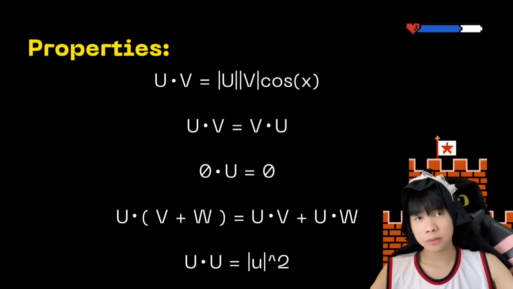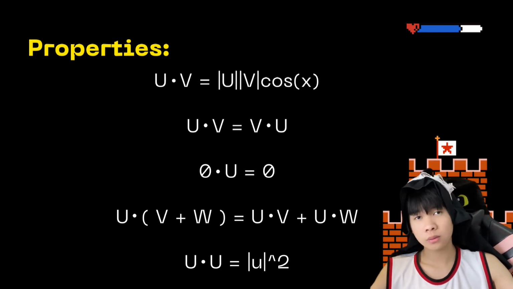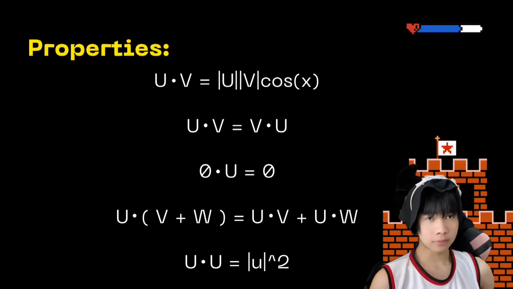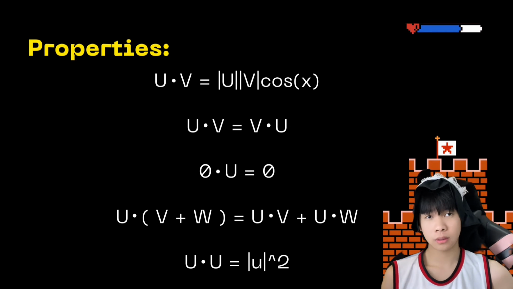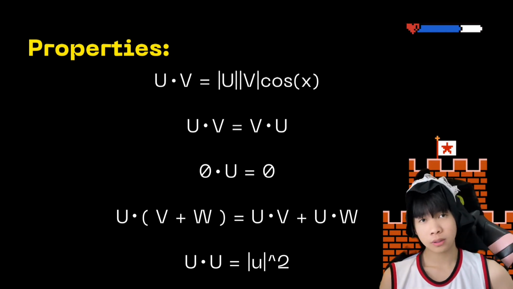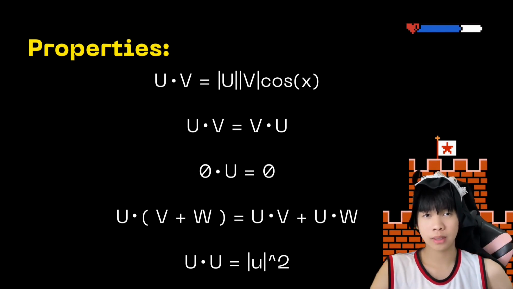If you use u dotted with the bracket of vector v plus vector w, you can compute u dot v and u dot w and sum both. And the last property: the vector u dot itself becomes the absolute of u squared.